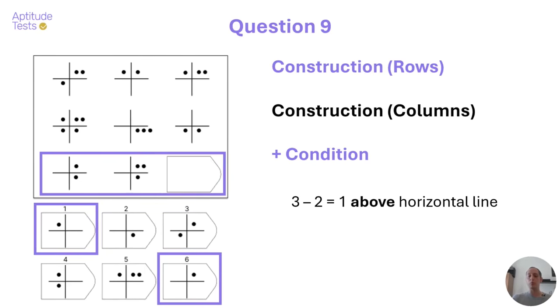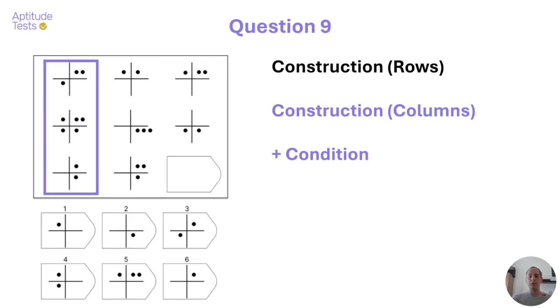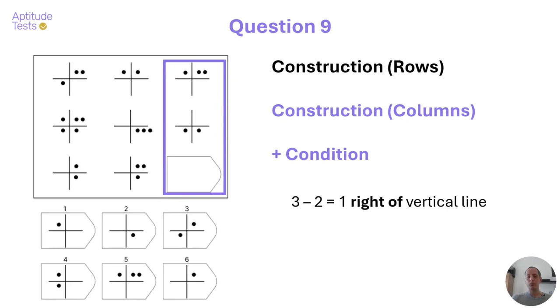Now we're going to move on to the pattern of the columns in order to determine which of these two answers is the correct one. Looking at the columns, you might have figured out, if you've seen the explanation for the rows, that this time we're going to look at the vertical line and do the exact same process. So 5 dots to the right of the line, 3 dots to the left of the line, that yields 2 dots to the right.